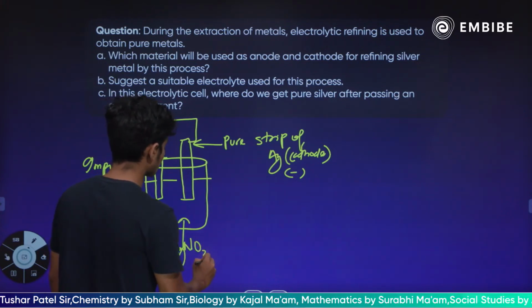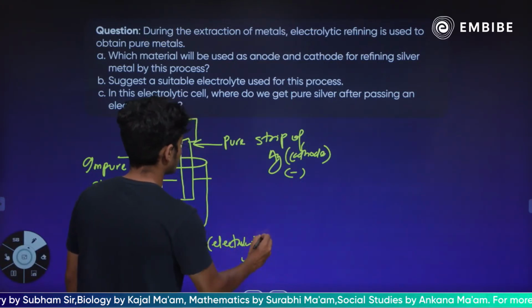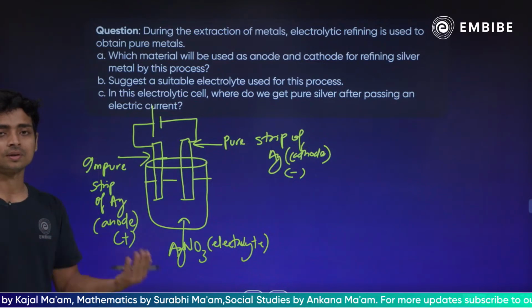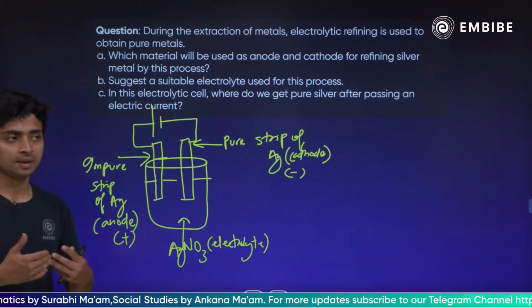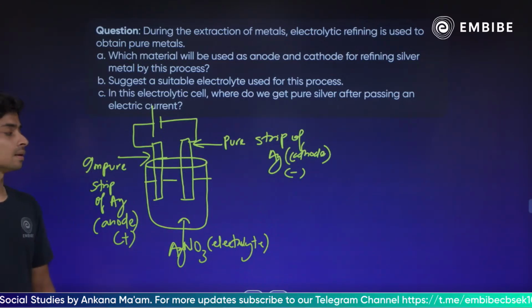AgNO3 is my electrolyte. Okay, electrolyte is basically anything which dissociates into its ions in the aqueous medium so that the medium can start conducting electricity. Okay, there is a flow of electricity in it.